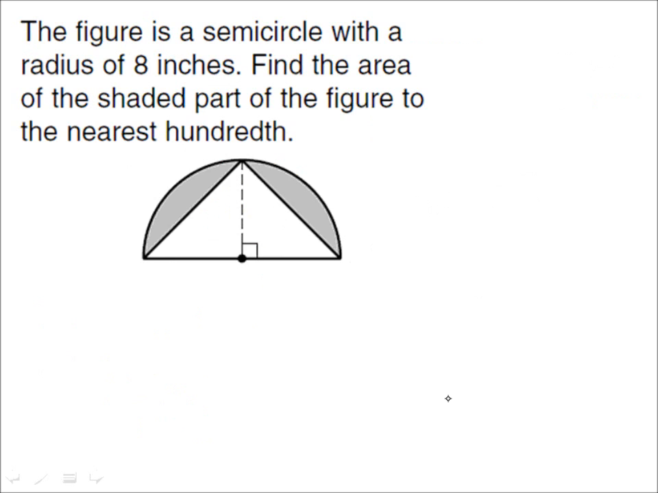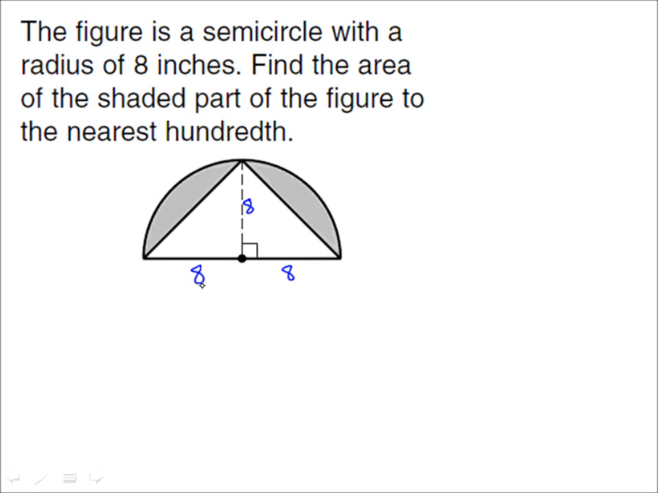This figure is a semicircle, a half of a circle, with a radius of 8 inches. Find the area of the shaded part of the figure to the nearest hundredth. Well, it's a little distorted here on my screen, but if the radius is 8, this would be a radius, and this also would be a radius, and this also would be the radius of 8.